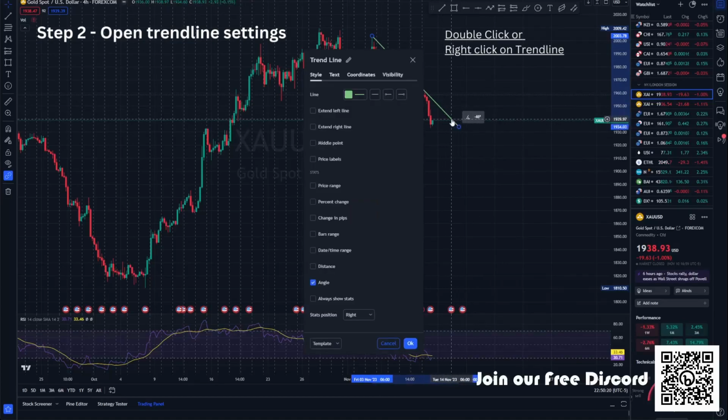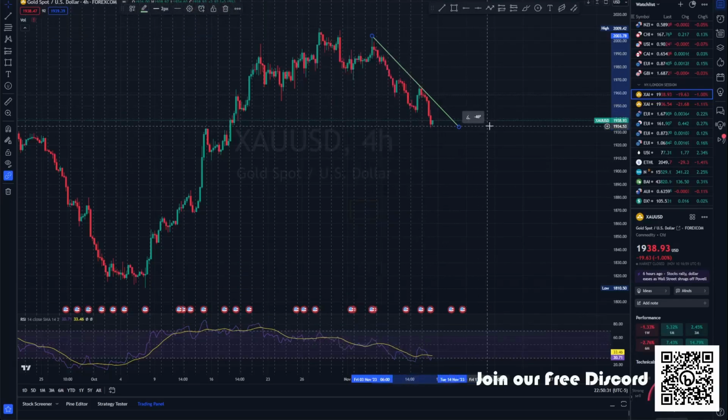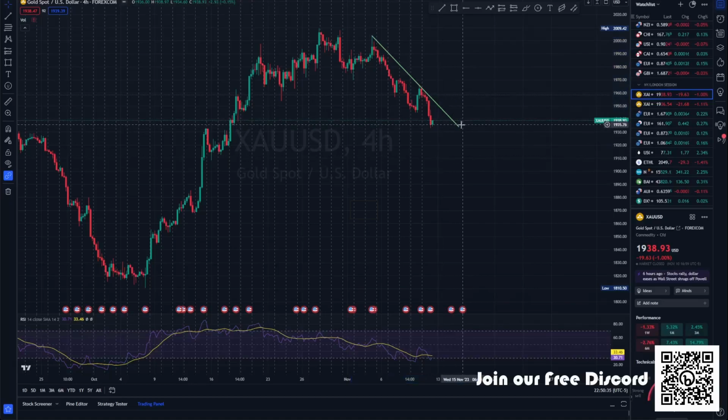How do you get that activated? Double click onto the trend line or right click, hit settings, and then select the angle option. Once you select it, it's going to show you the degree every time you click on the trend line. You click outside, it's going to go away, but you click on it or hover on it, it'll show you the angle of the trend line.